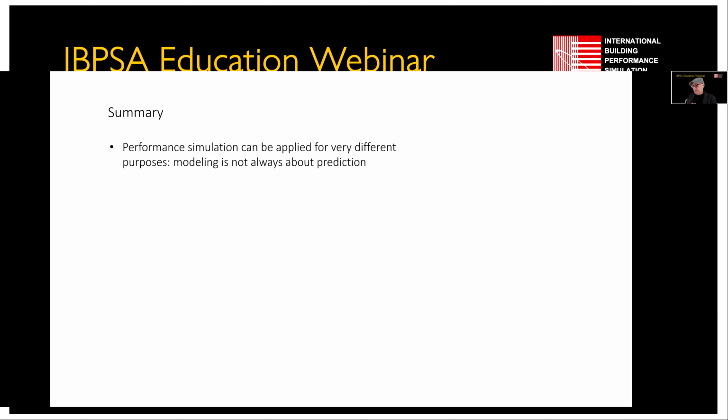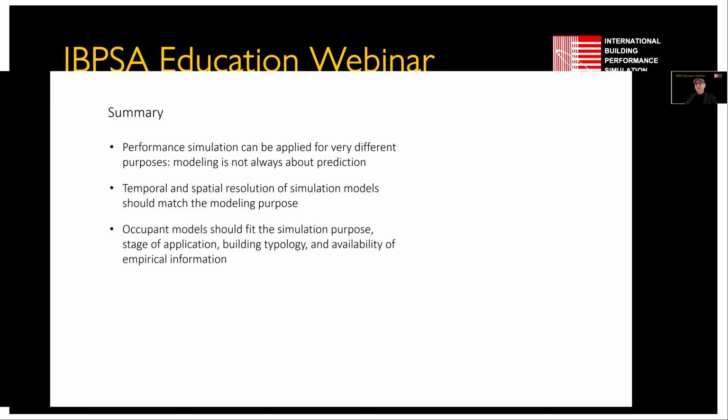Especially in the case of buildings, because of weather conditions and the nature of human behavior, they cannot, and I would dare to suggest that they cannot, be predicted beyond a certain, let's say, statistical uncertainty level. Also, the temporal and spatial resolution of simulation models should correspond to the purpose of the modeling, which was the basic, so to speak, message of this whole discussion.